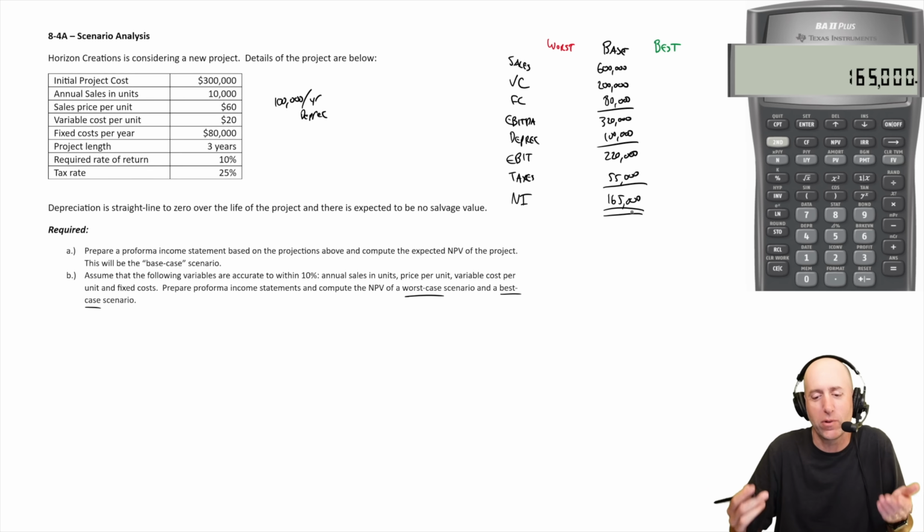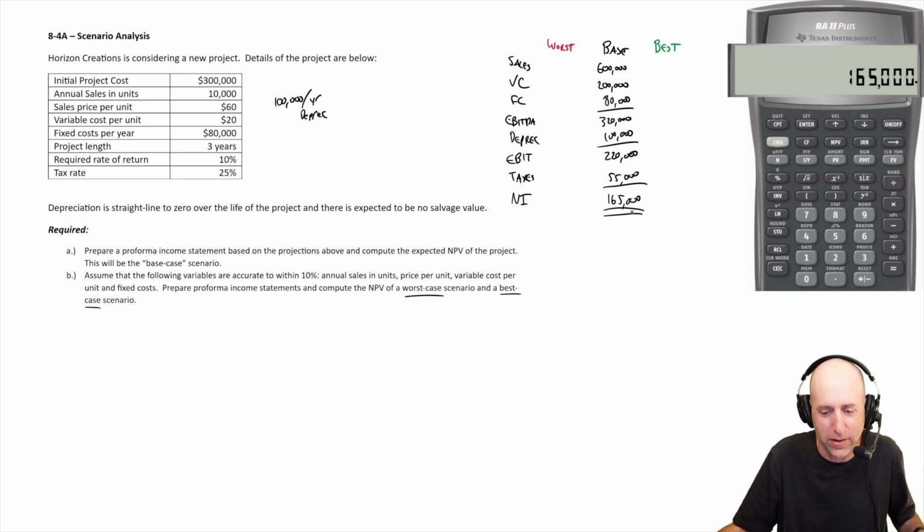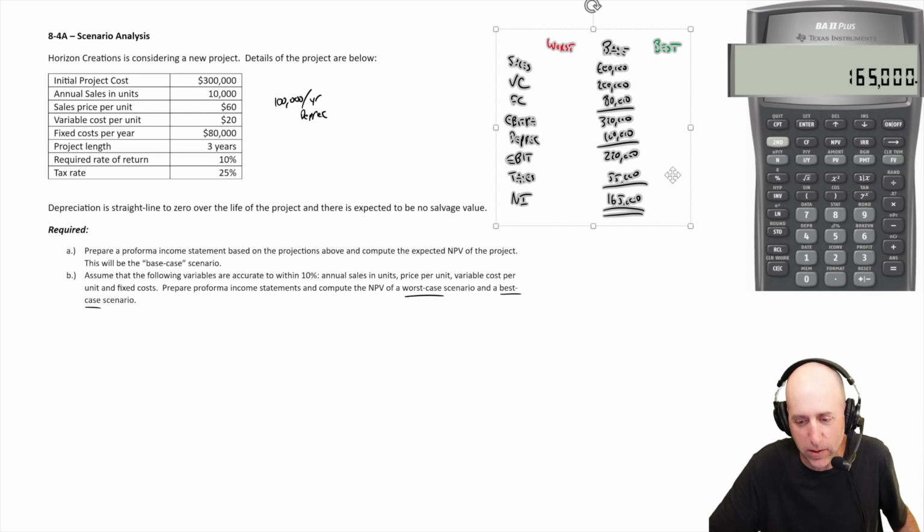So we're asked to do net present value. And of course, to figure that out, we need to figure out our operating cash flow.